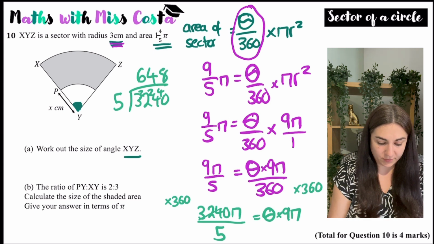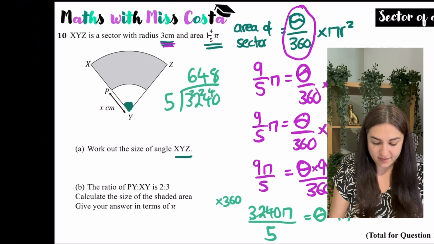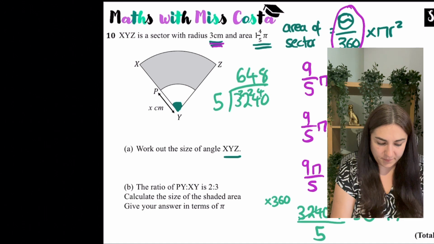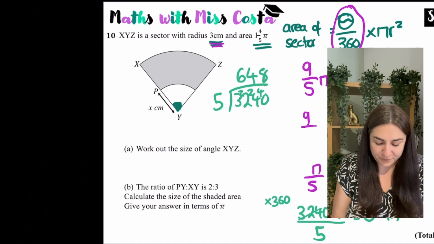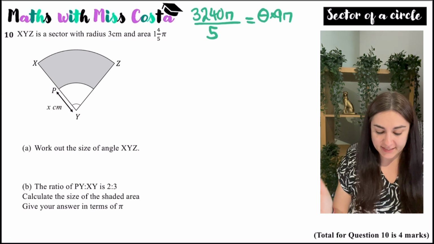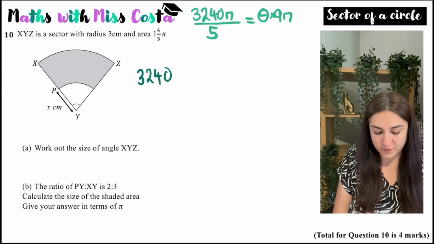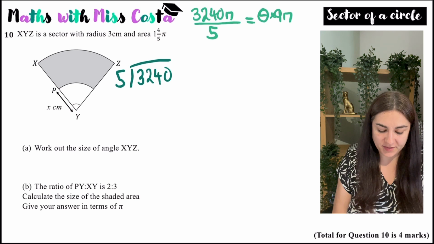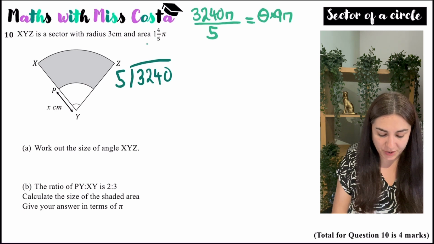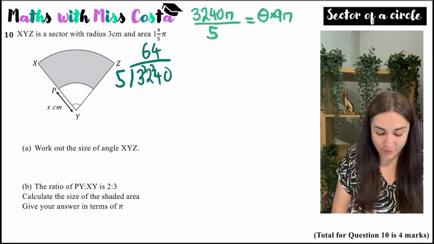Something strange has happened. My slide just strangely disappeared there, but let's continue. 3,240 divided by 5. I already did this, didn't I? Anyway, 5's into 32 go 6, remainder 2. 5's into 20 go 4, remainder 4, and 5's into 40 go 8.